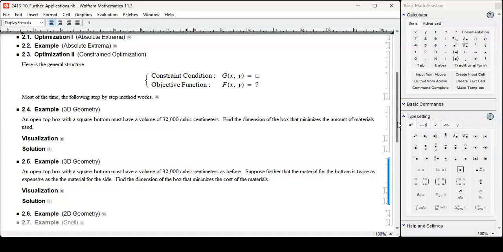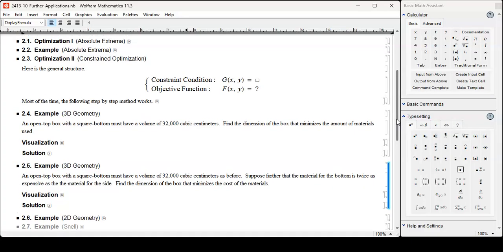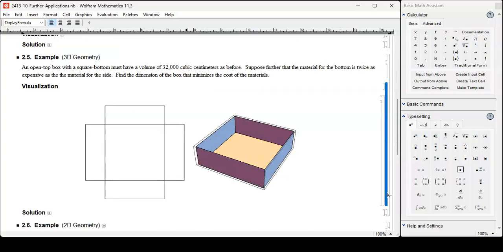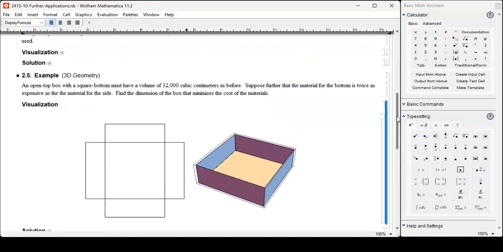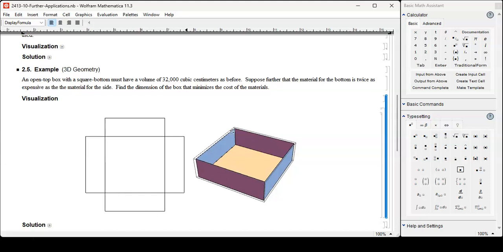The second half of the problem. An open top box with a square bottom must have a volume of 32 cubic centimeters, same as before. Suppose further that the material for the bottom is twice as expensive as the material for the side. So in this situation, we have the same volume here, consequently the same constraint condition, but the objective function will differ this time.